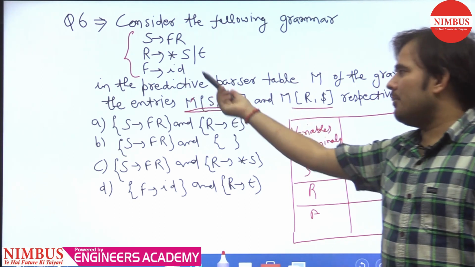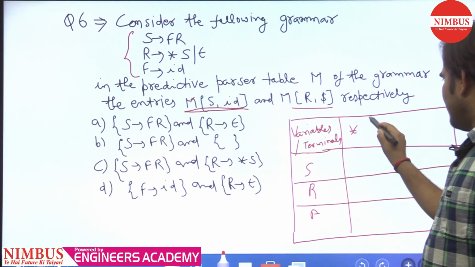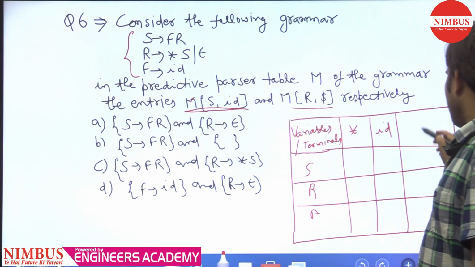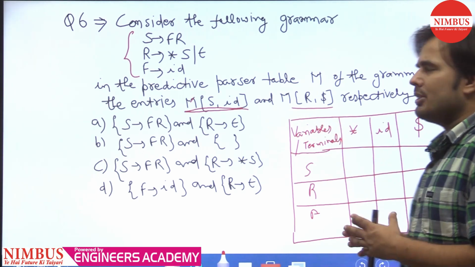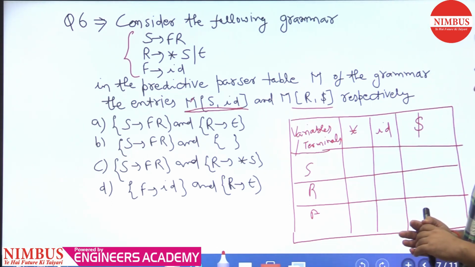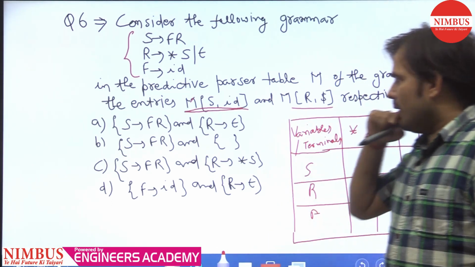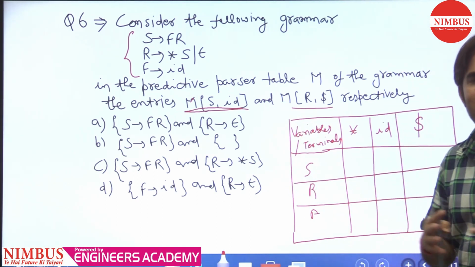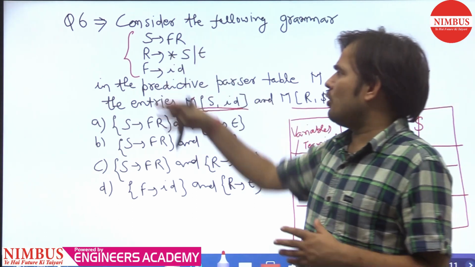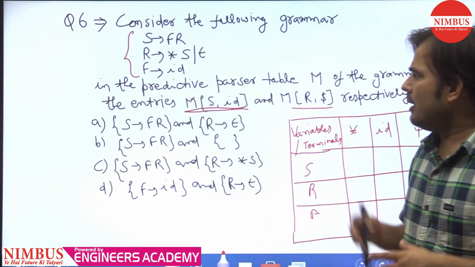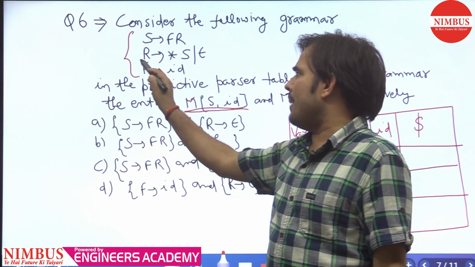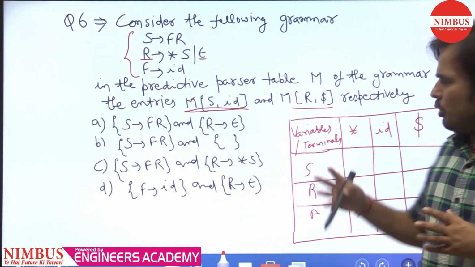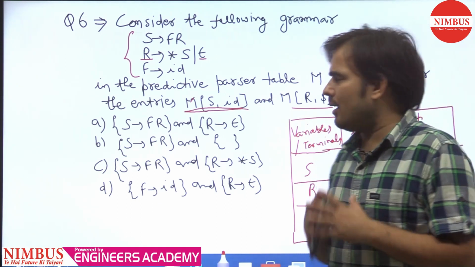And how many terminals do we have? Asterisk, ID. Okay, and by default what do we put? We put dollar also. Okay, we put dollar also here. Okay guys, so now we calculate this. To fill up the entries of the LL1 parsing table we need what? First of each and every variable. Okay guys, but if any variable is producing epsilon like this, then we need to calculate the follow of that variable also to put the entries in the LL1 parsing table.